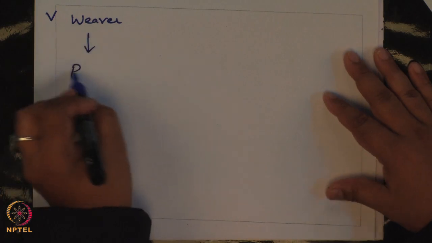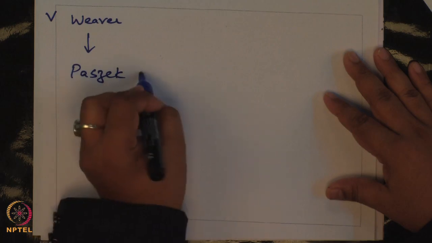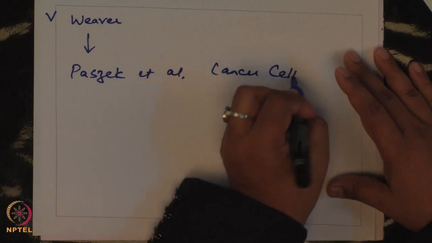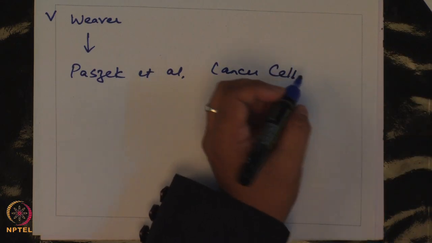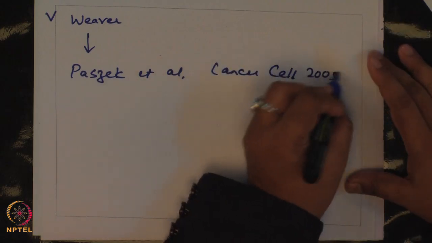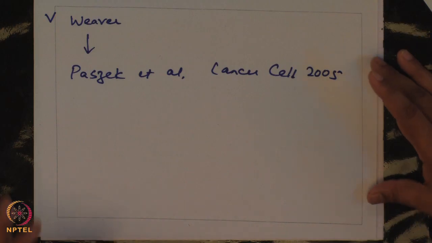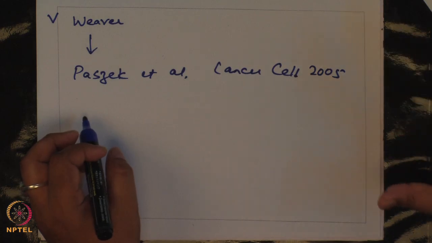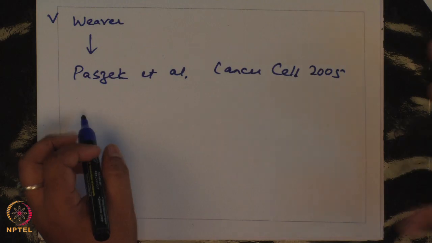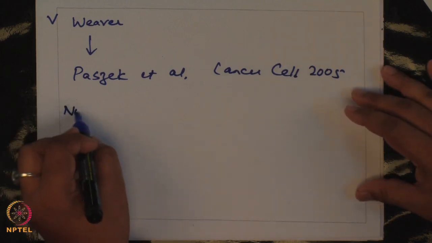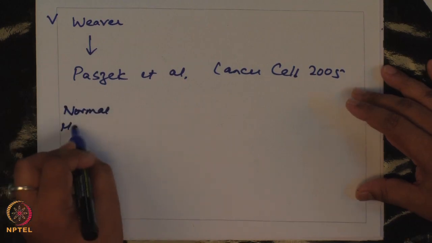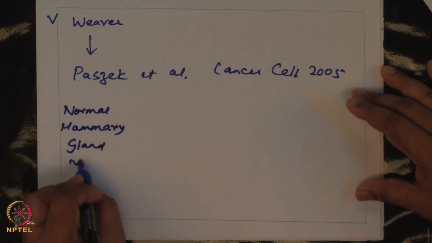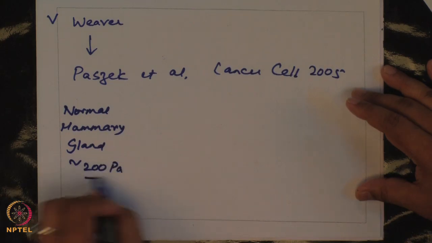So, to answer this question, Valerie Weaver published this landmark paper in 2005. What they began by doing was, they first probed the properties of the mammary gland tissue. So, normal mammary gland is of the order of 200 pascals.